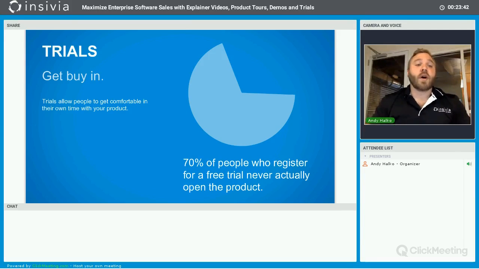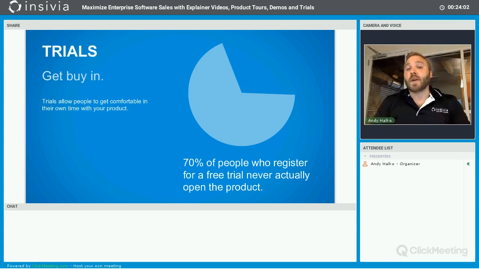Now, the last tool that we typically talk about is trials. A demo is something that you do in person, you go through a process and you get to engage. A trial is where someone gets to use the software on their own. And this is where we get buy-in, because up to this point, we've really just been showing.